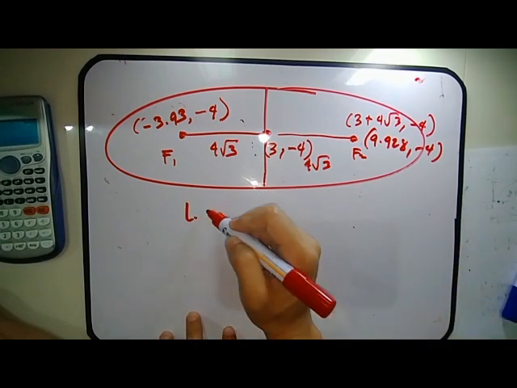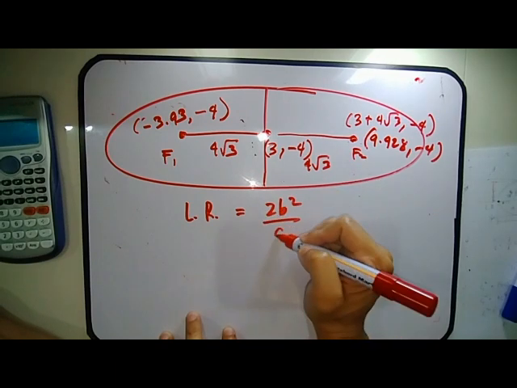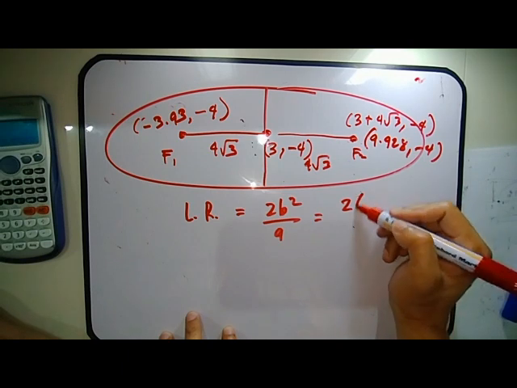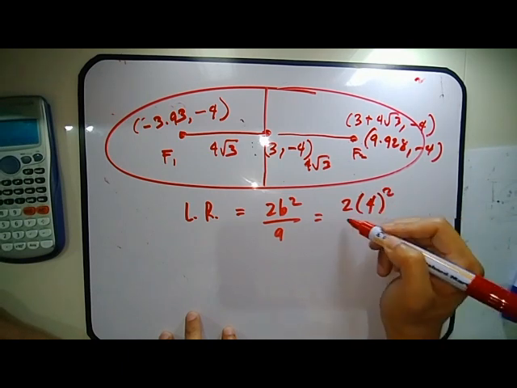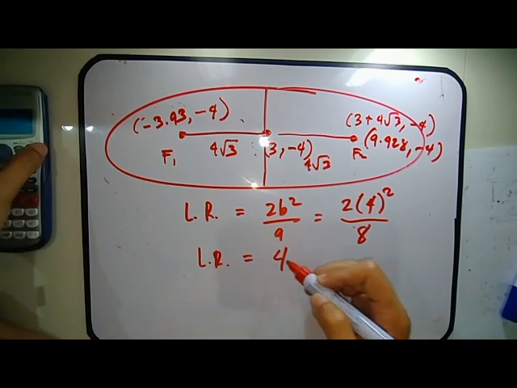So the length of the latus rectum is given by 2b squared over a. Our b earlier was 4. So 2 times 4 squared over a, which is 8. So the length of the latus rectum is 4.